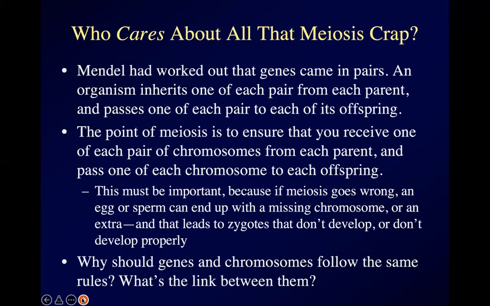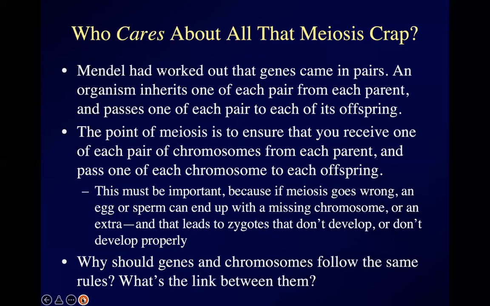Here's the weird thing. If you follow chromosomes through meiosis, the same thing happens. You receive one of each pair of your chromosomes from each parent, and you pass one of each chromosome to each of your offspring. So you have 2 copies of chromosome number 1 in every one of your cells, except your eggs or sperm. And you got 1 copy from mom and 1 copy of chromosome 1 from dad. And it's the same with all the others. You've got 2 copies of chromosome 2 in almost all of your cells. One of those copies came from your mom, and one of those copies came from your dad.